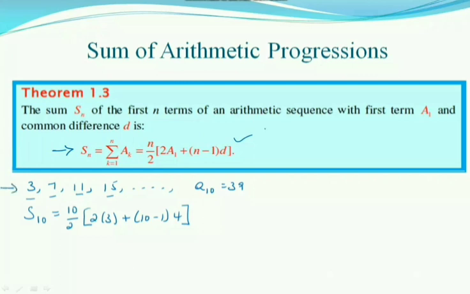So for this sequence, you will get 5 times 6 plus 9 times 4, which is 36. So this is 5 times 42. The result is 210. So the sum of the first 10 terms in this sequence is 210.